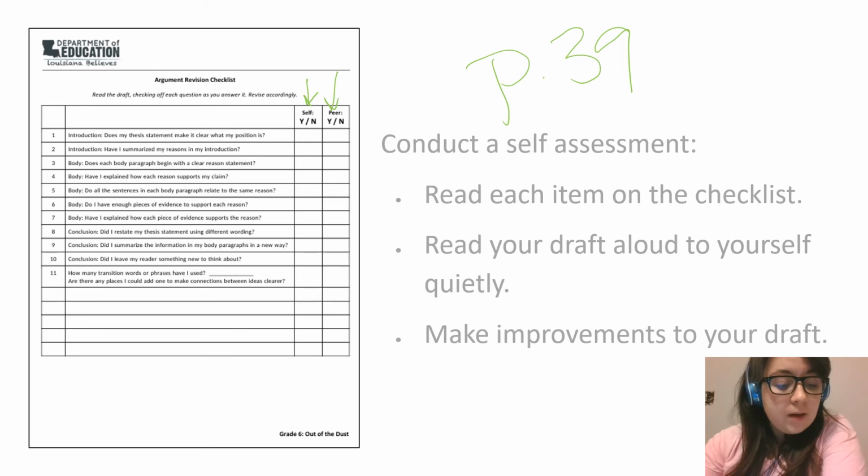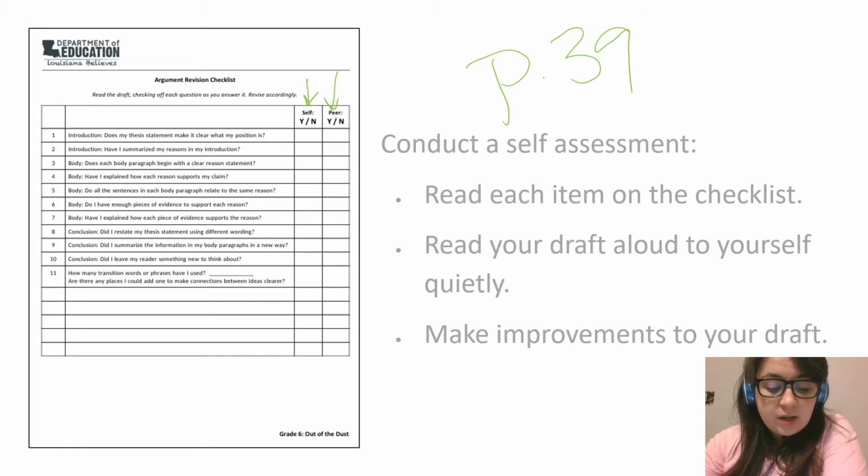Question 5. Do all the sentences in each body paragraph relate to the same reason? Yes or no? Remember, they should all be with the same reason, okay? Because each paragraph supports the reason.